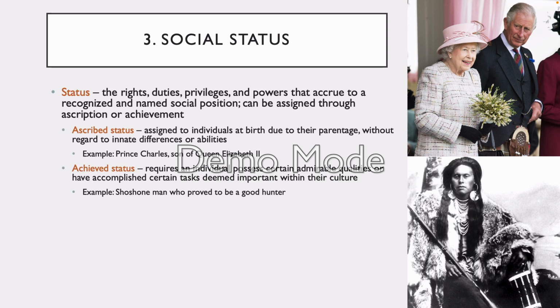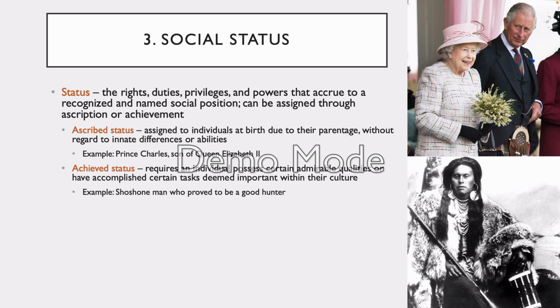Okay, the next topic then is social status, and by this we're talking about the rights, duties, privileges, and powers that accrue to a recognized and named social position. And this can be assigned through either ascription or achievement. When we're talking about ascribed status, you can think of Prince Charles here, who is the son of Queen Elizabeth II, because his status as a royal was assigned to him at birth through his parentage. So he didn't necessarily have any innate differences or abilities that gave him that power. He's just given it because of who his mother is.